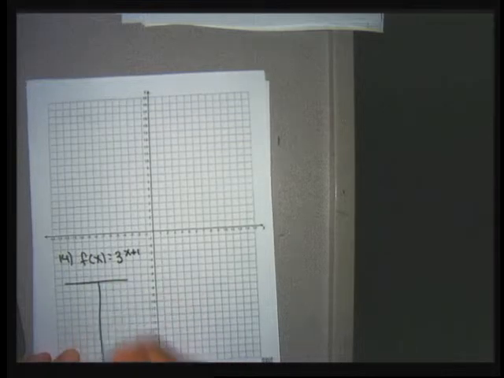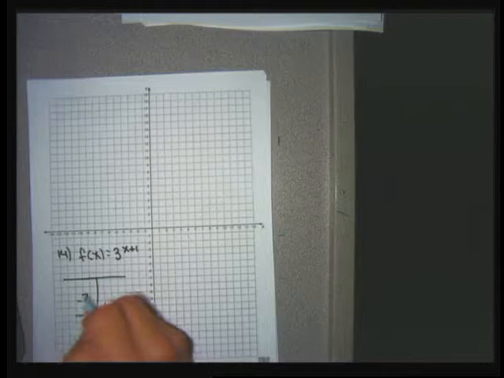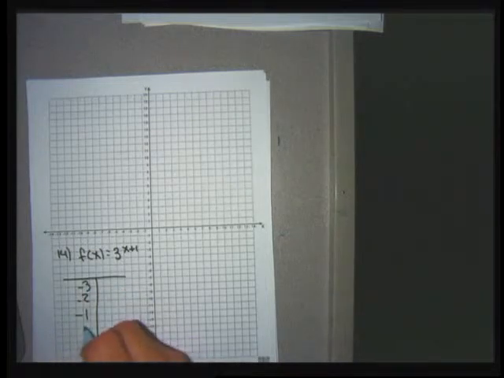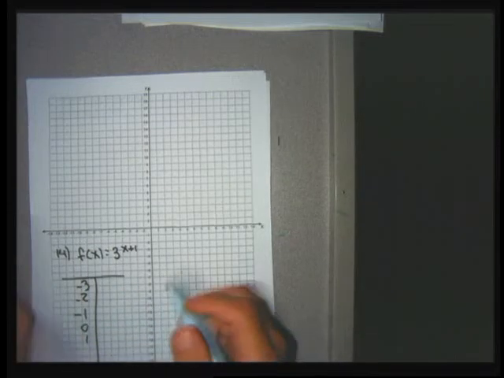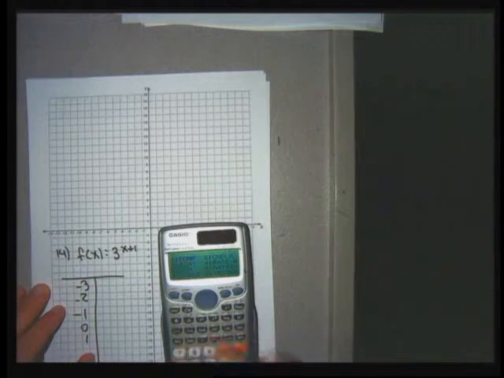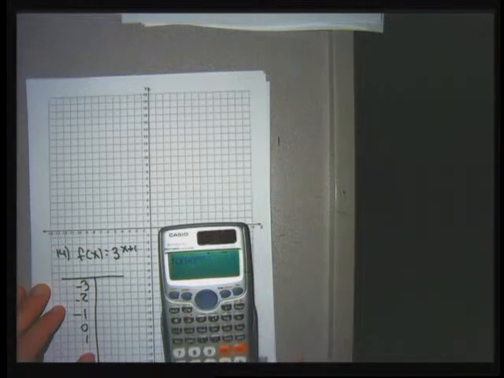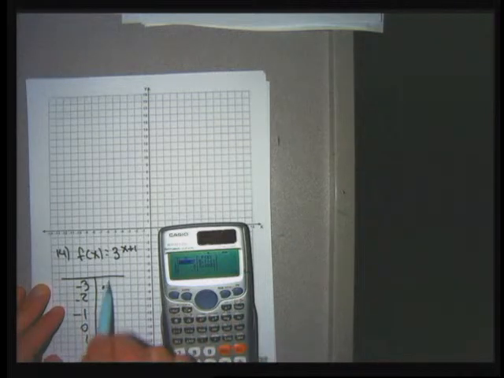Middle of my x column, I'm going to put the number -1, change the sign of that, and then I'm going to go -2, -3, 0, and 1. Get my y's. Mode 7 for table. 3 exponent alpha x plus 1. Start at -3. End at 1. Step 1.